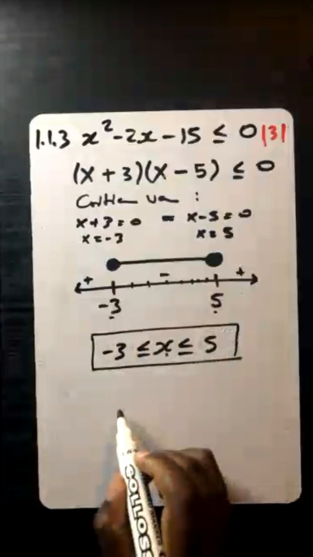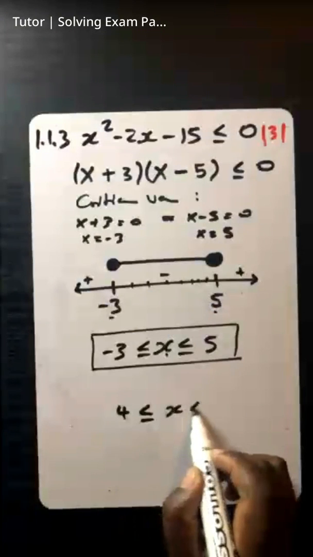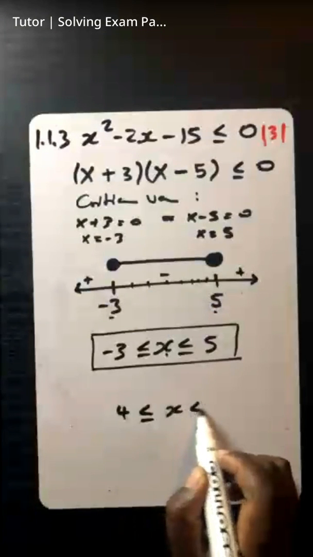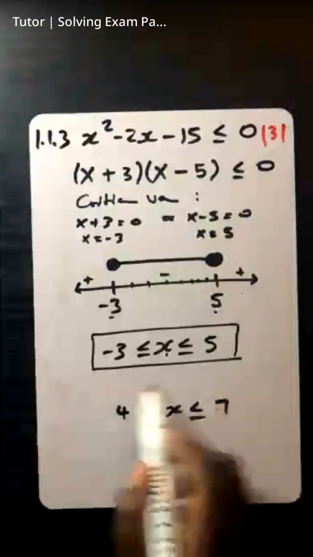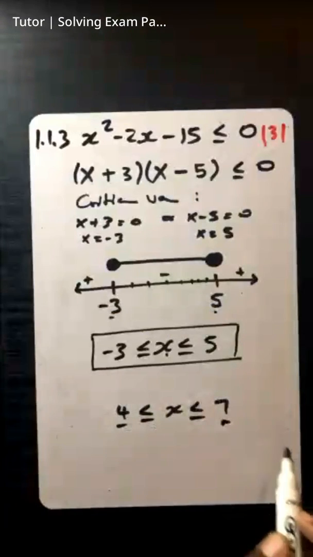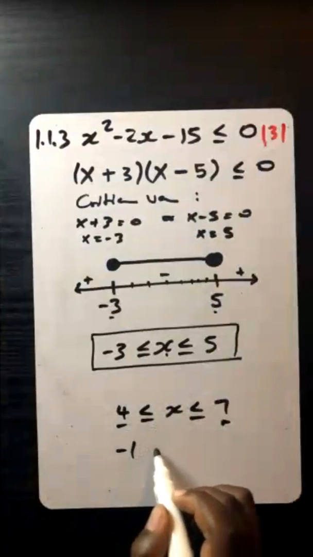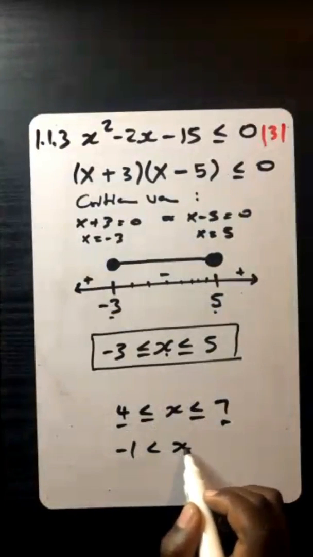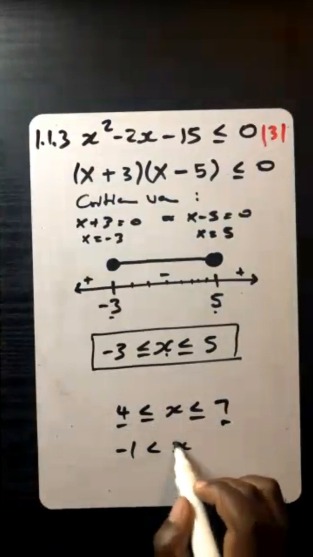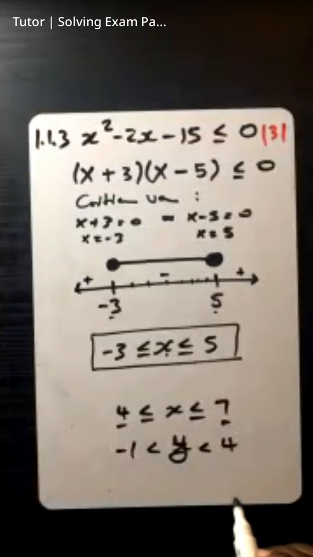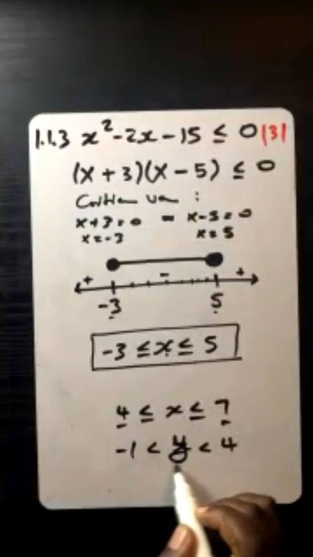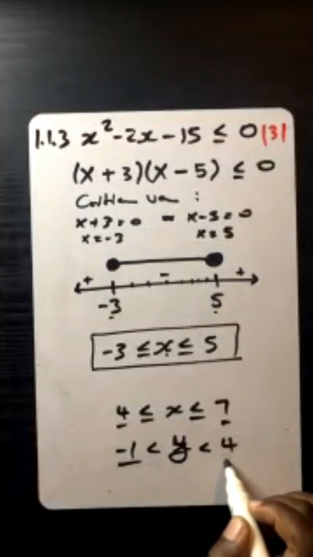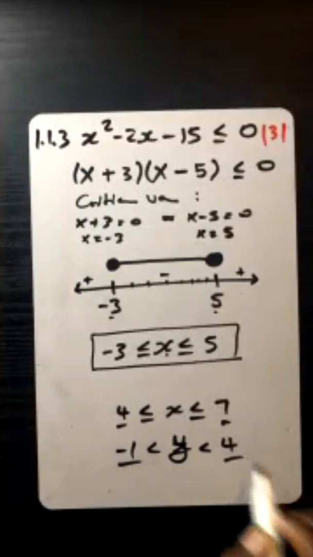If you see something written as something like that, guys, 7, this means between 4 and 7. If you see -1 less than x, or maybe it could be y, or any letter less than 4, it means between -1 and 4. That's what it means.